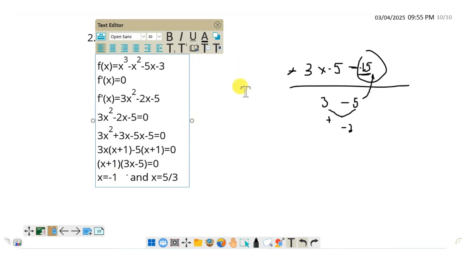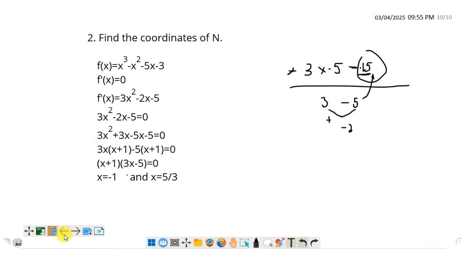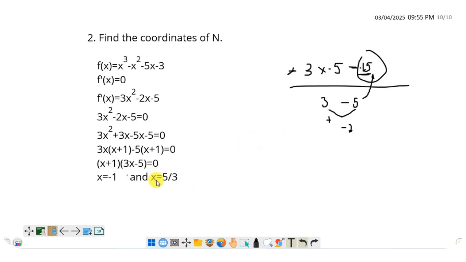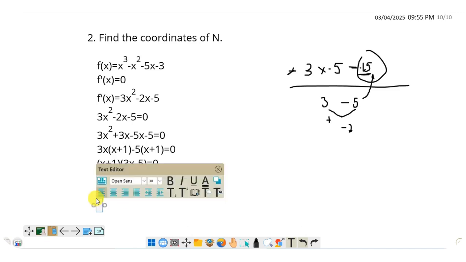So now they said find the coordinates of n, and we saw that n is the local minimum. N is on the right side, on the side of positive x. It means n has to be 5 over 3. The x value for n is this one. So n is on the positive side. So for n, x equals 5 over 3.